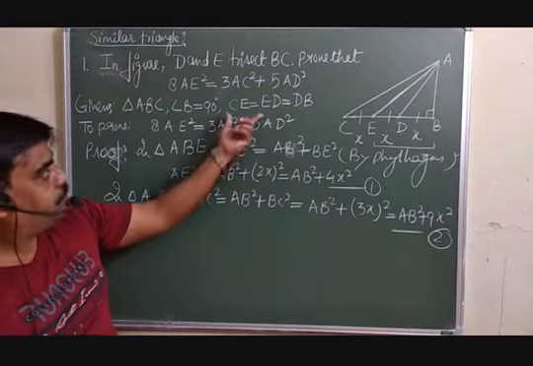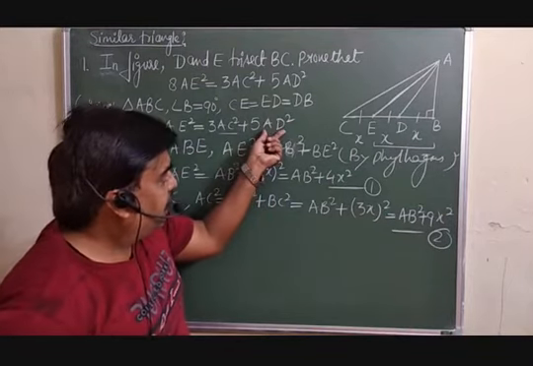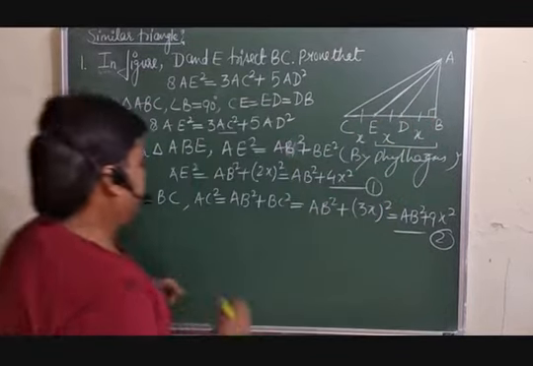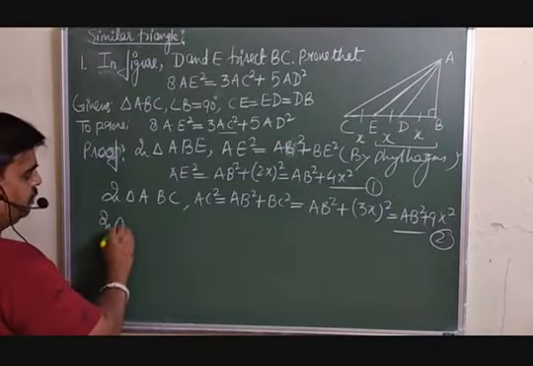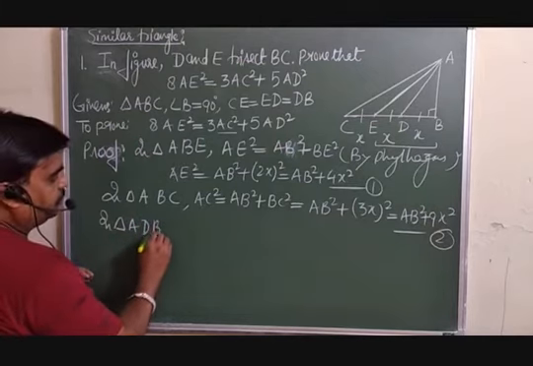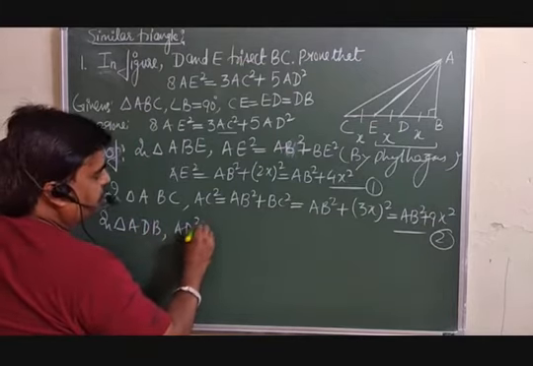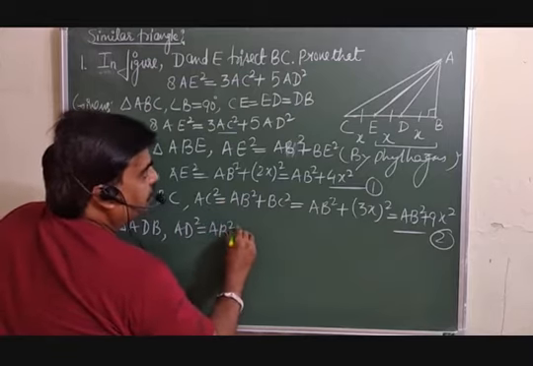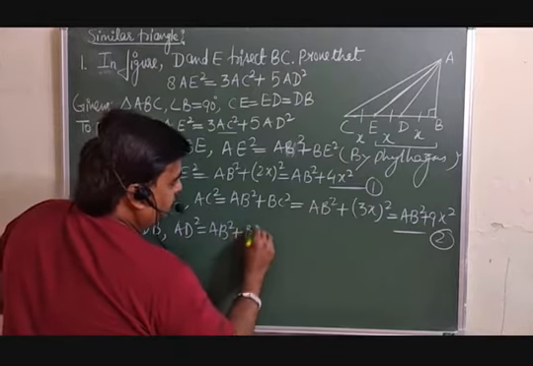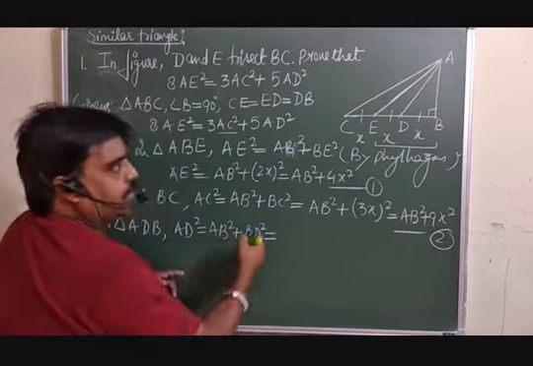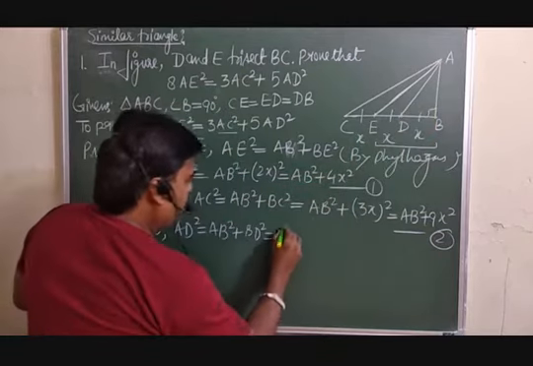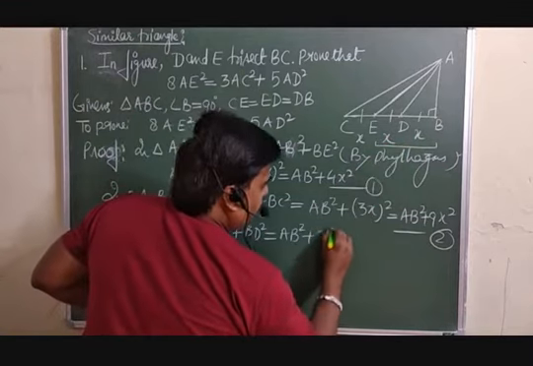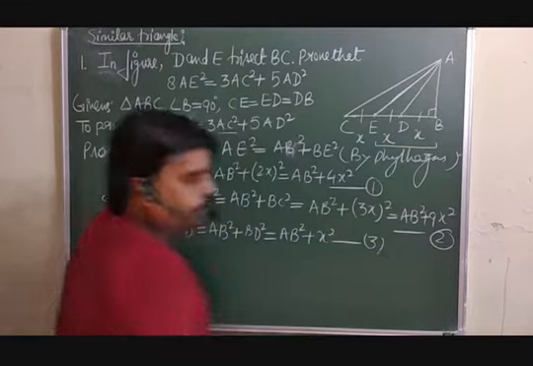Keep your eyes here. Now you need AD square. For AD square, we take triangle ADB. In triangle ADB, AD square is equal to AB square plus BD square, by Pythagoras. BD is X, so it can be written as AB square plus X square. This is your equation 3.